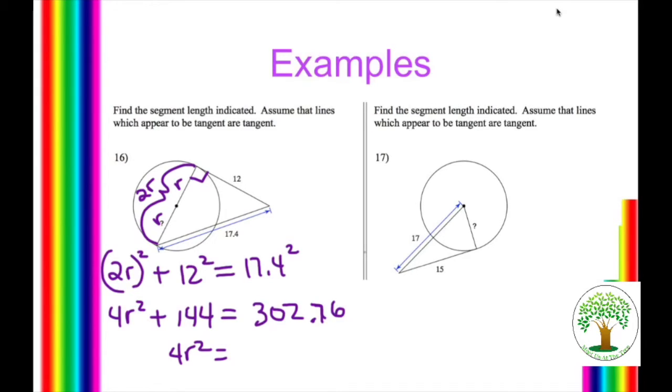Tell me what that is, if someone can. 158.76? Wait, subtracted 144 to the other side. Okay, square root of that, aren't I? Not yet. Don't take the square root yet. Divide by 4 first. 158.76, is that what that is? Yes. Divide by 4. 39.69.